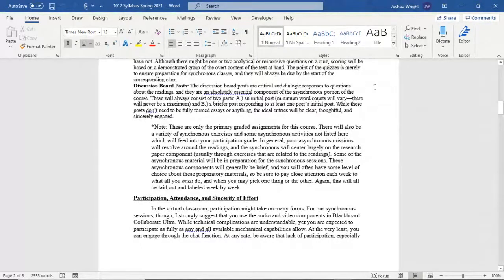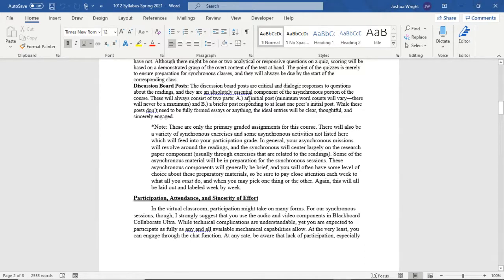And then one of the backbones of the asynchronous sessions is the discussion board posts. It's meant to be a conversation outside of the synchronous sessions. It'll be all about the readings. They're an essential component. Don't shirk the discussion board posts. It'll quickly diminish your grade, and it basically counts as an absence in addition to the points missed if you don't do it.